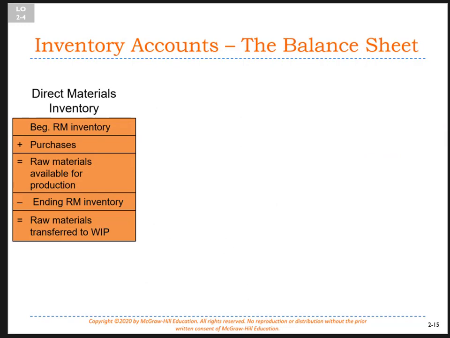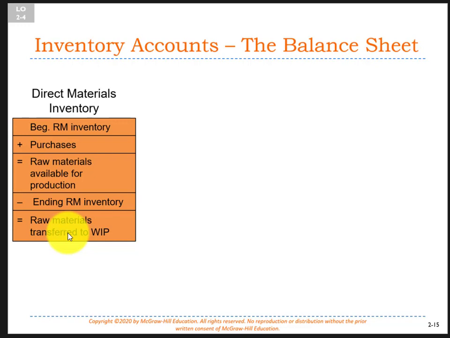So, how do we know how much is in the direct materials inventory? And how does that flow through there? We start with beginning raw materials. We add what we buy. That equals what we have total available. We can't use more than what we had plus what we bought. Subtract out the ending inventory. This sounds familiar. This was the formula we showed you earlier. And then we end up with raw materials transferred to work in process.